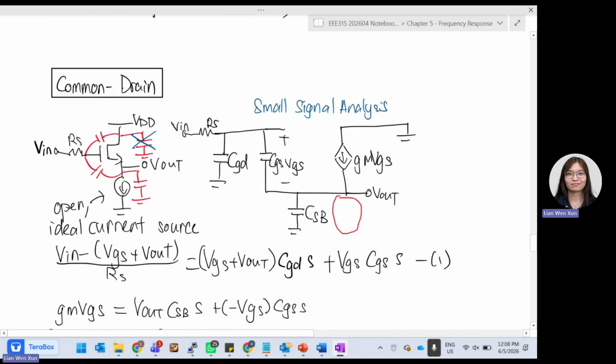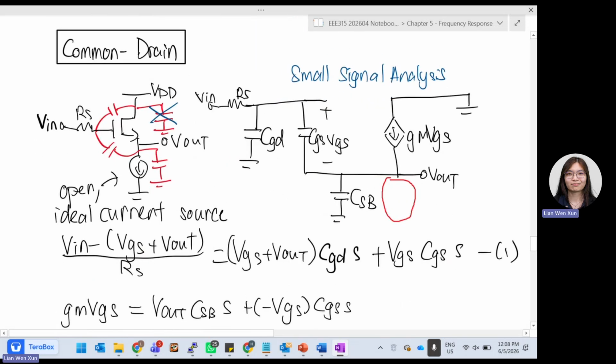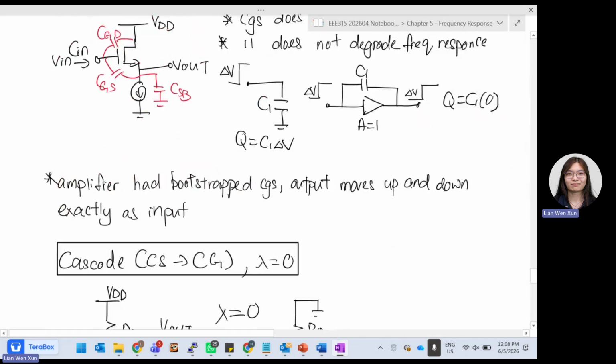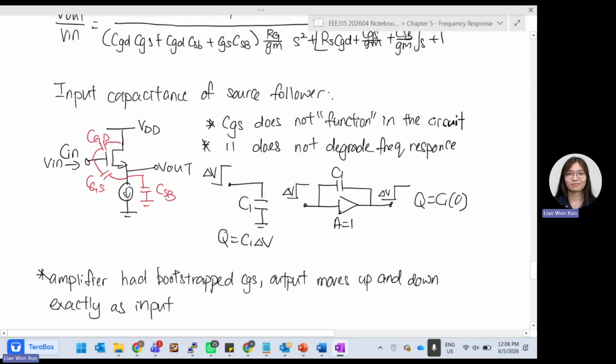Okay, the next one is common drain. Just to take note, for common drain, we don't really like to calculate the frequency response, because generally common drain doesn't have much effect on frequency response. You can see that I explained everything, but in the end, we do not have a Bode plot. It's because in common drain, the CGS does not function in the circuit. The input to output CGS does not function in the circuit, so CGS will not degrade the frequency. The input to output capacitor does not degrade the frequency response.